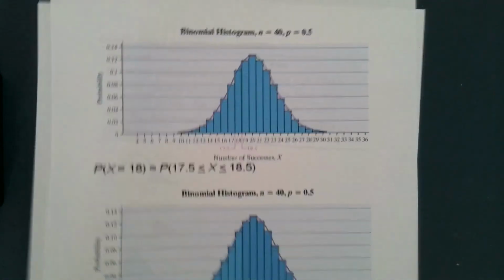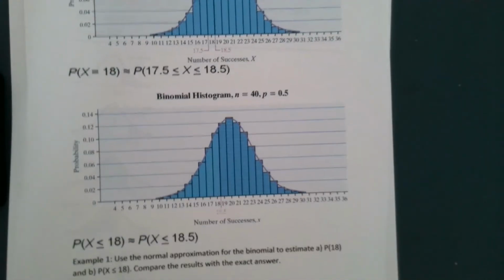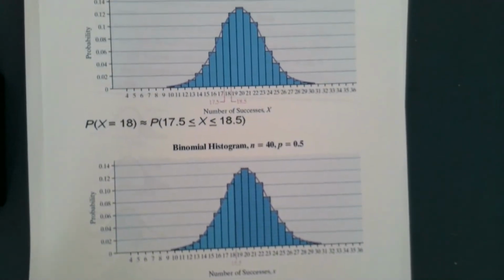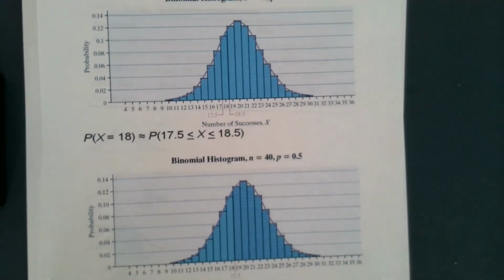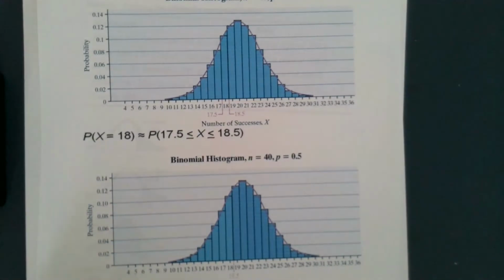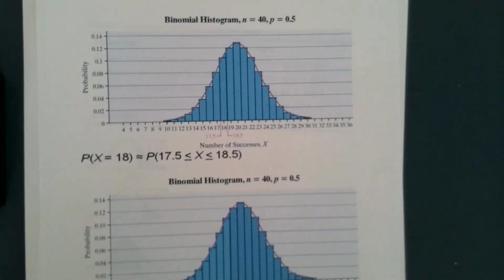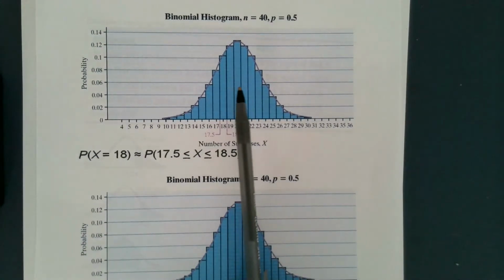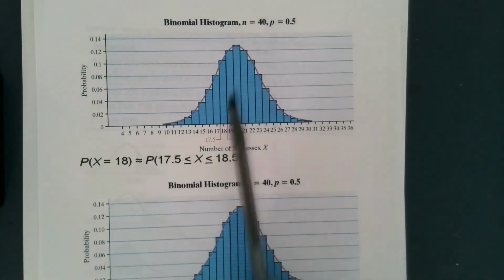Let me mention this first. What we have here is we've overlaid a normal curve along with the binomial histogram. And the normal curve has a mean of n times p. Remember, for the binomial distribution, the mean is np. So np would be 20. So we have a normal curve with a mean of 20.